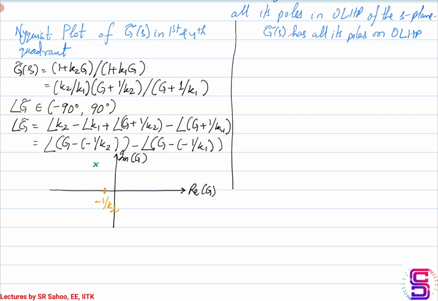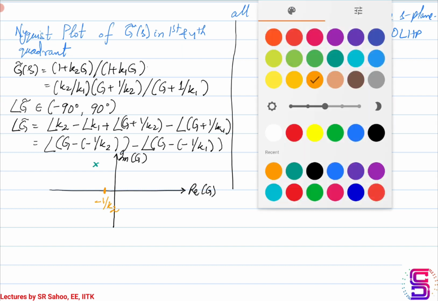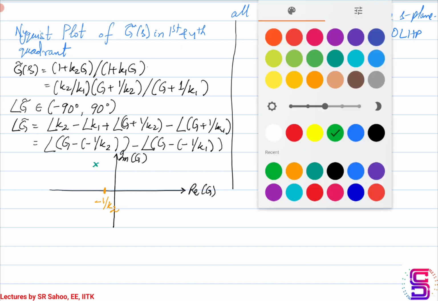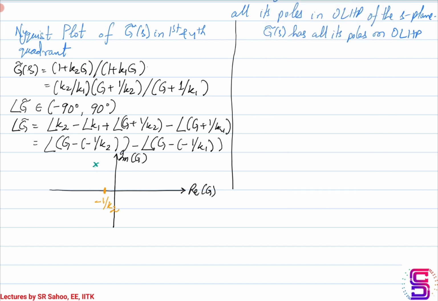Then the point because of G minus of minus 1 by k2 is essentially given by the vector that starts at minus 1 by k2 and ends at, or has the head at, the point G of s. A different color so that it is visible properly. Okay, so this is your G minus of minus 1 by k2.